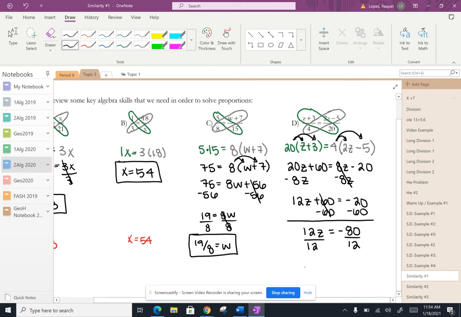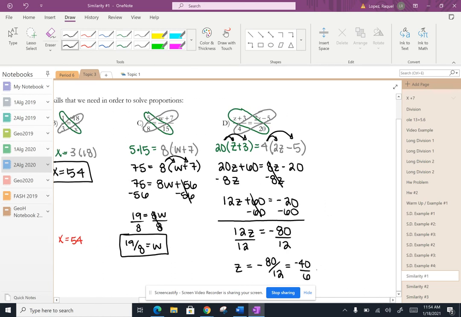And I get that z equals negative 80 over 12. If we reduce or simplify this fraction, I can divide my numerator and my denominator by 2. So this is equivalent to negative 40 over 6. And I'm going to divide by 2 one more time. So this is also equivalent to negative 20 over 3. So z equals negative 20 over 3.